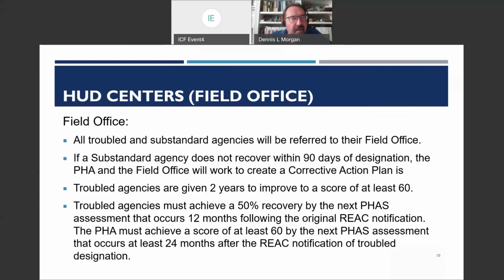If you're a substandard agency, what that means is that you will score greater than 60 in terms of your overall score, but you have a sub-indicator that falls below 60% of the points available for that particular sub-indicator. So for example, the physical inspection is worth 40 points in the system. If I score less than 24 points in the overall weighted averages of my housing agency, then I would be classified as a substandard physical.